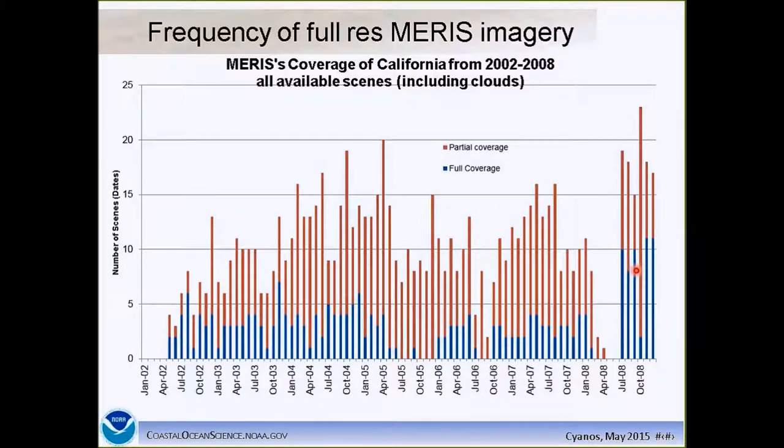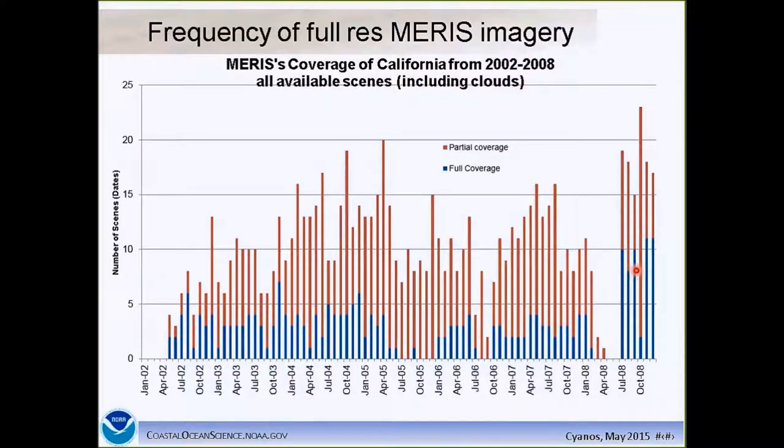It's being covered there. You can see that basically 2008 and beyond, it's full coverage at least 10 times a month and partial coverage 15 to 20 times a month. And then before that, when it was recorded, it's less frequent. But in all the cases, there are several scenes every month for the area. There will be reasonable coverage overall.